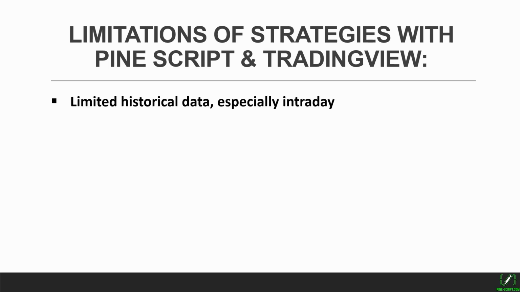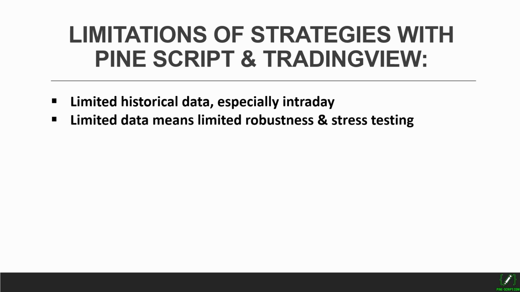The first important limitation is that we have limited historical data to work with, especially intraday historical data. What this means is that we have a limited ability to test the robustness of our scripts throughout various market conditions and situations that might cause our strategy stress. For example, if we have a trend following strategy, you really want to test how the strategy performs over long periods of volatility, consolidation, choppy price action.